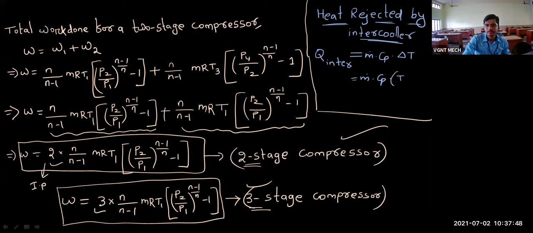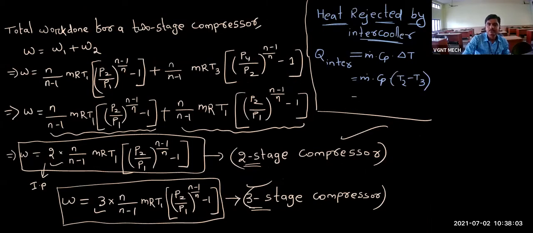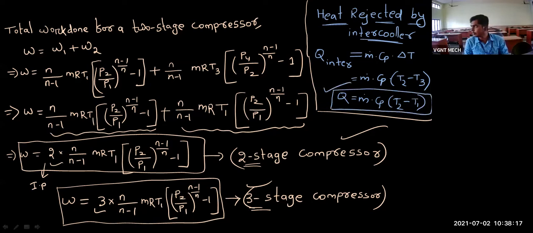So the heat rejected is mCp T2 minus T3. And also we know that T3 equals T1. So we can write it as mCp T2 minus, in place of T3 we can write T1. This is the heat rejected by the intercooler, mCp delta T. Very simple formula, very easily you can remember all these things.